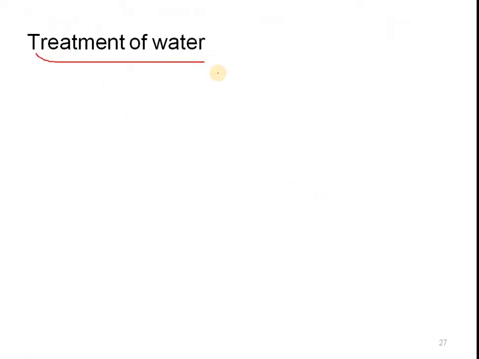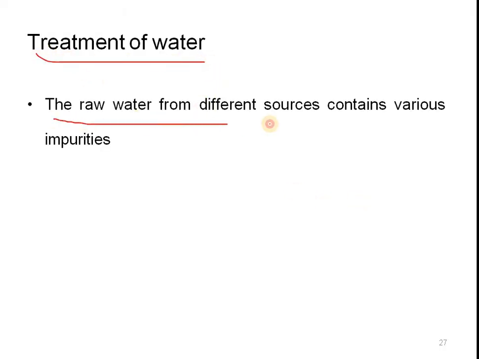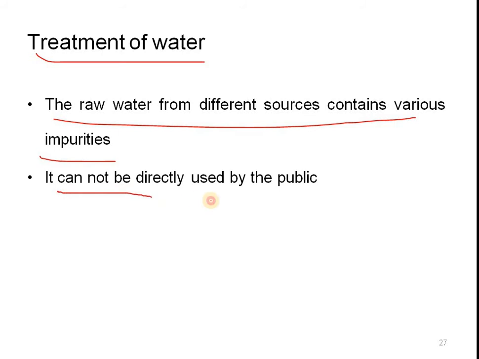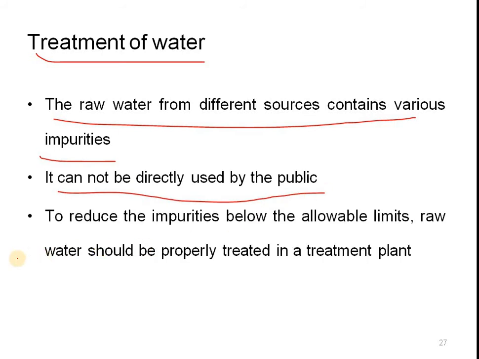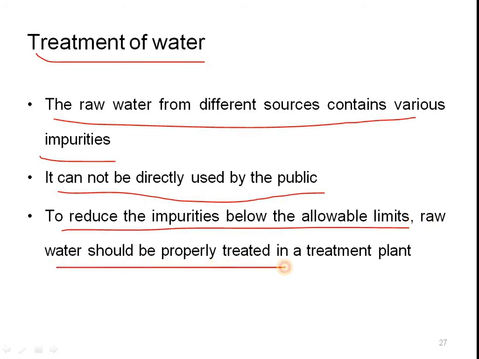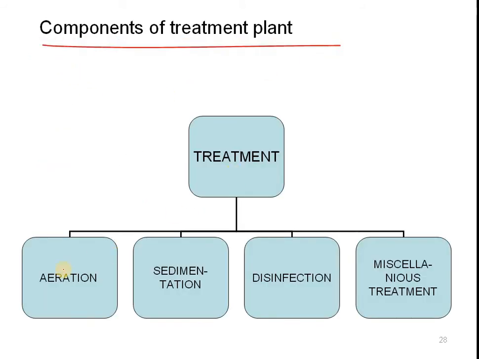The next one is treatment of water. The raw water from different sources contains various impurities. It cannot be directly used by the public. To reduce the impurities below the allowable limits, raw water should be properly treated in a treatment plant. So the components of a treatment plant are aeration, sedimentation, disinfection, and miscellaneous treatment.